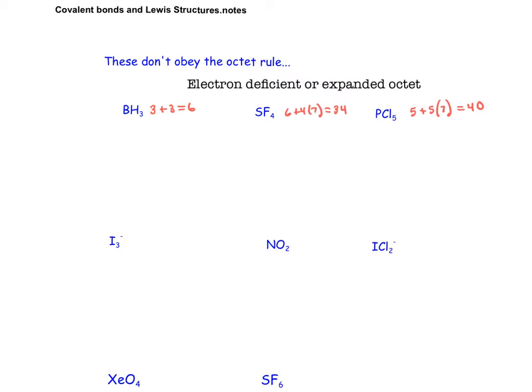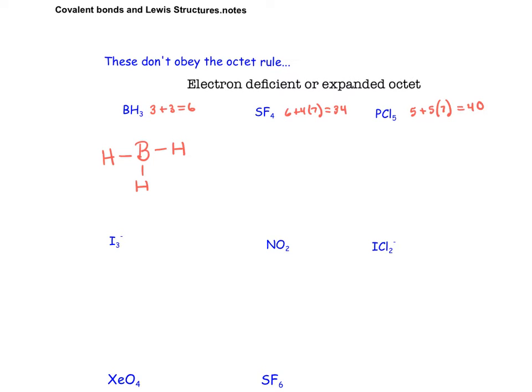All right, so did you come up with these? Clearly, from the first one, we cannot have an octet because there's only 6 electrons. So if we want to draw it, we would put our boron in the middle, our 3 connecting bonds, and that's all the electrons we have. That's the structure.